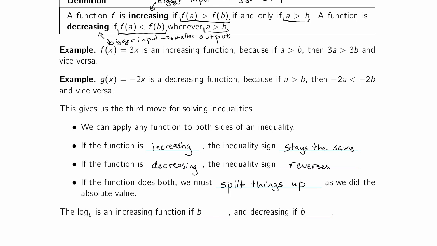Fortunately, that third case won't come up with exponentials, because the log function is either increasing everywhere if the base is greater than 1, or decreasing everywhere if the base is less than 1. So if we take a log in a base greater than 1 of both sides of an inequality, the inequality sign stays the same. If we take a log in a base less than 1 of both sides of an inequality, the inequality reverses.